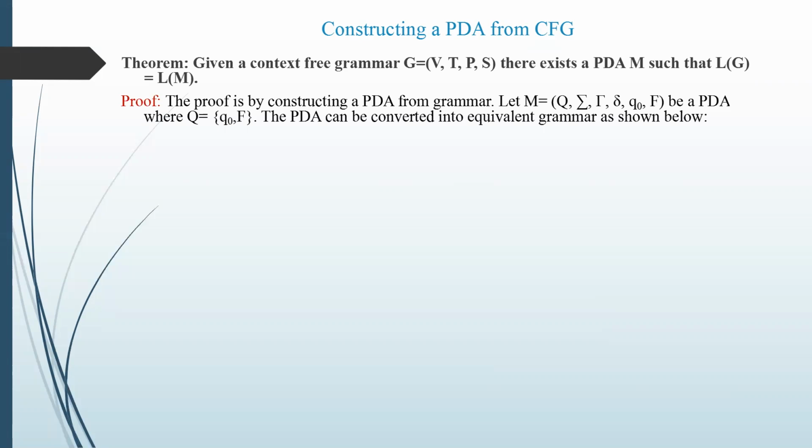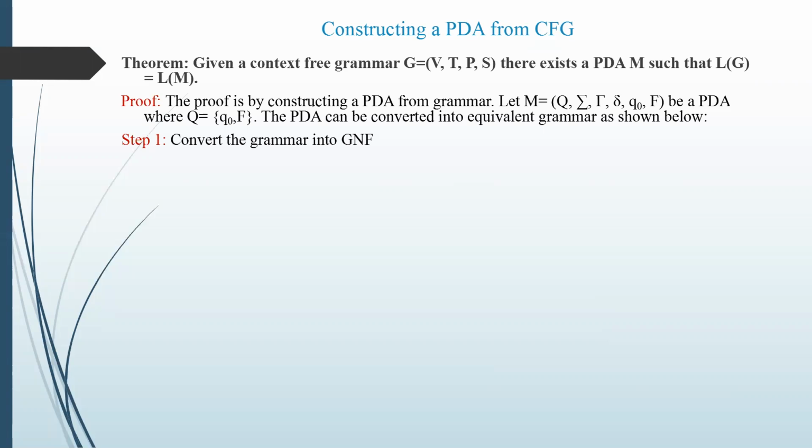Let M = (Q, Σ, Γ, δ, q0, F) be a PDA, where Q = {q0, q1, qf}. The grammar can be converted into an equivalent PDA. As shown below, there are certain steps to be followed. First step says that the given grammar should be in GNF form. What is this GNF form?